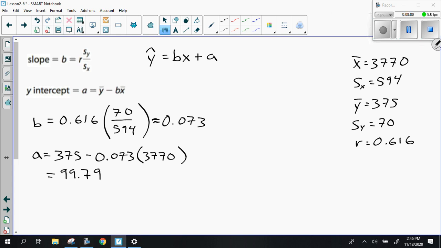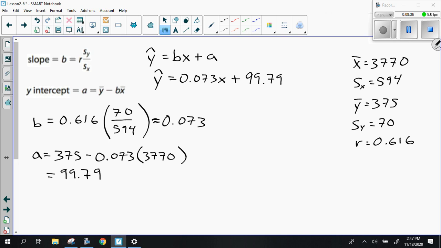So we're almost done. Now it's time to plug that in here. So it says B is 0.073 times x plus A, our y-intercept, which is 99.79. And there we go. We have calculated the least squares regression line using some summary statistics.